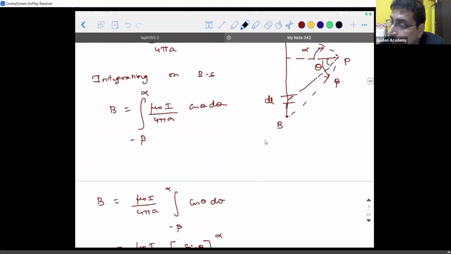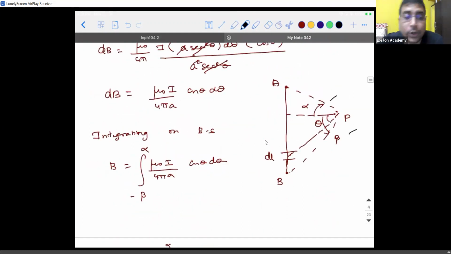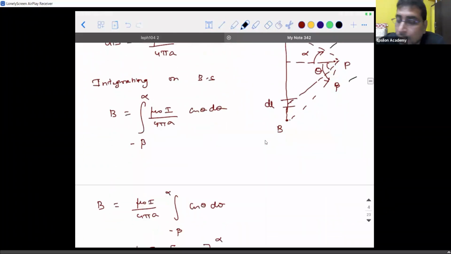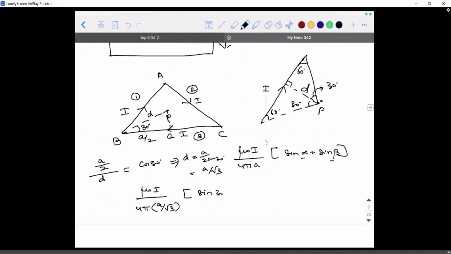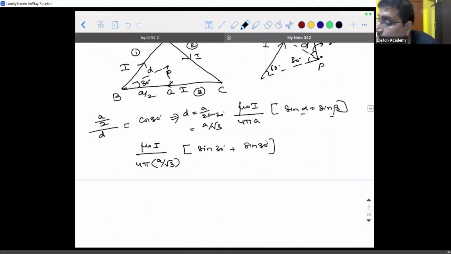So alpha and beta are the angles near the point where you're trying to calculate the theta, right? So alpha and beta in this case will not be 60 degrees, rather it is going to be 30 degrees. So sine 30 plus sine 30. If you substitute these two values, you'll get an answer. So this is the magnetic field due to the first conductor.